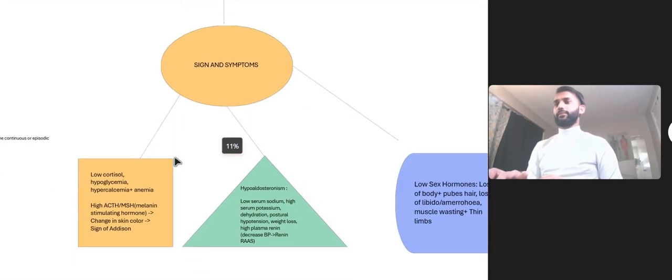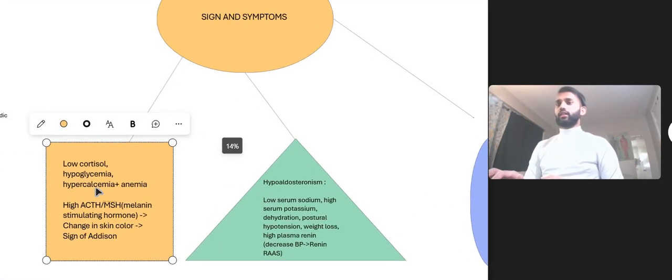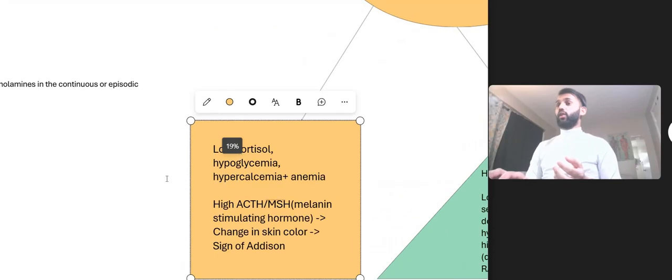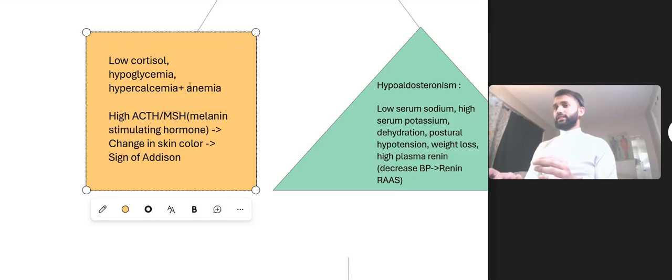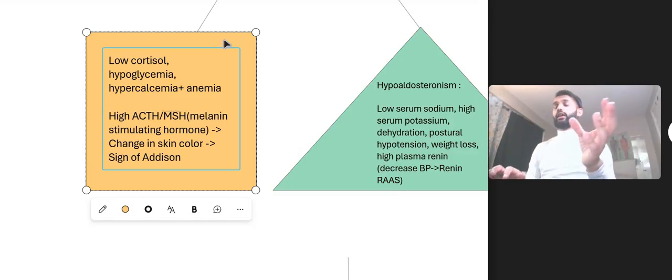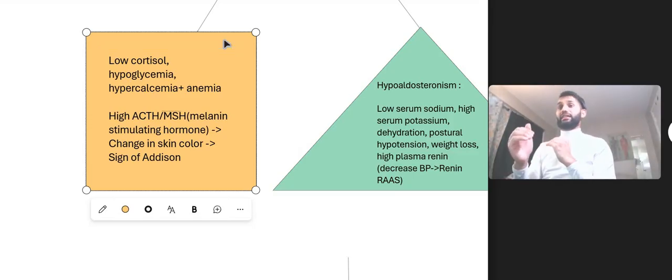So let's talk about the signs and symptoms. We just talked about this. We said all three of the hormones will be low. So you'll see low cortisol. If you see low cortisol, you'll see low glucose in the body. You'll also see hypercalcemia plus anemia. Those are associated with the low cortisol and are the signs and symptoms of Addison disease.